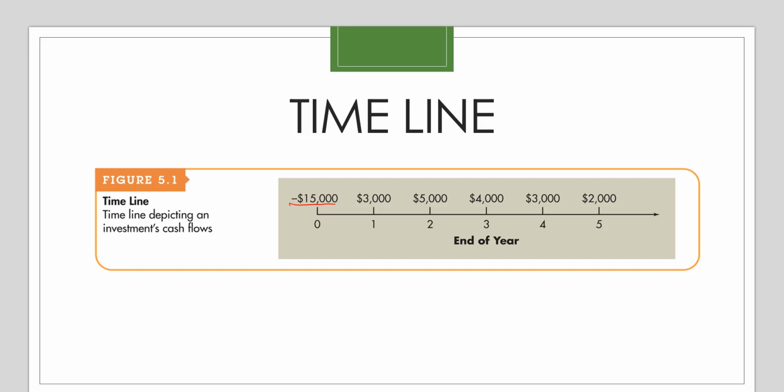So in this instance, we would be spending $15,000 to purchase an investment that will yield us $17,000. So that $15,000 purchase is a negative cash flow. It's a cash outflow. So we need to put a negative sign with that. The remaining cash flows are cash inflows. We would receive that as a benefit of purchasing this investment. And so they are positive.